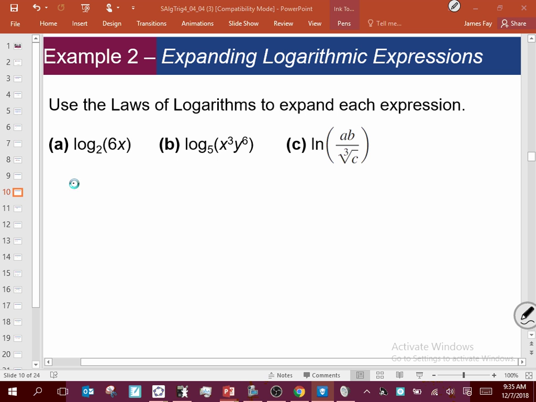I go log base 2 of 6x. They say expand, so 6 times x. That's A times B, right? That's a product. So products turn into what with logarithms? Addition. They turn into sums, right? So we'll take log base 2 of 6 plus log base 2 of x. And that's the expansion. All right? The question is, did I do that right?